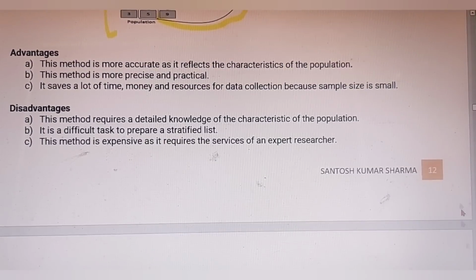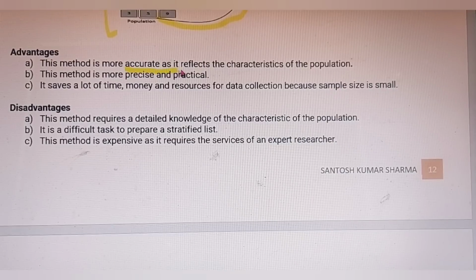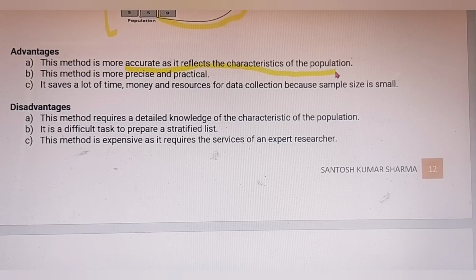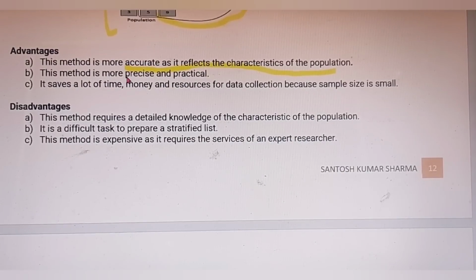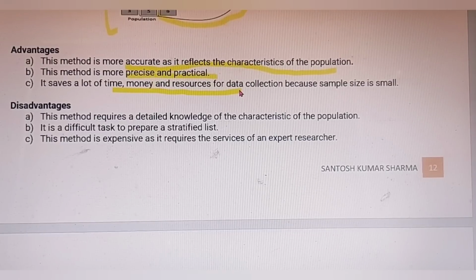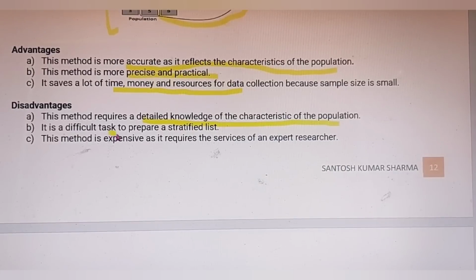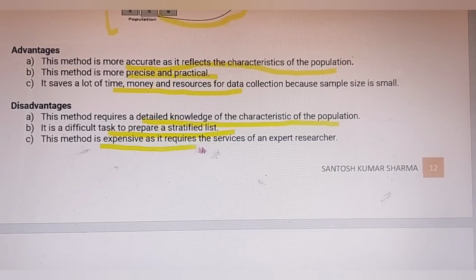Again, there are some advantages and disadvantages of this method. This method is more accurate as it reflects all the characteristics of the population. It is more precise and practical. It saves time, money and resources. And there are few limitations also. What are those? It requires detailed knowledge of the characteristics of the population. It is difficult to prepare the stratified list. This method is expensive as it requires the services of an expert researcher.